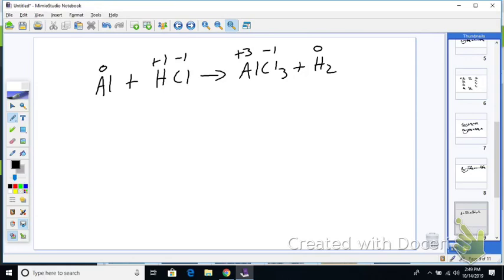So we have this thing called redox and oxidation reduction. So oxidation is a process of losing electrons. So something that has oxidation loses electrons. Okay? And reduction is a process of gaining electrons.